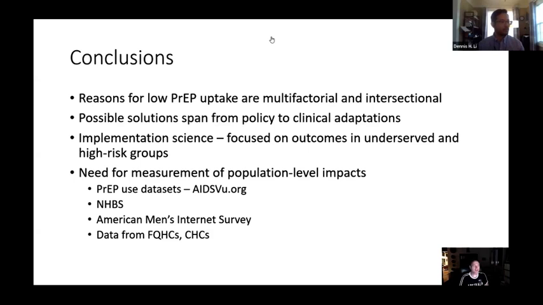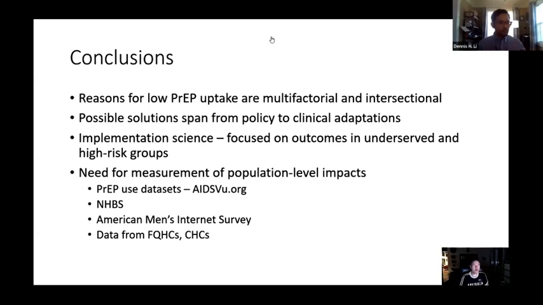Travis Sanchez curates the American Men's Internet Survey, which surveys 10,000 MSM in the US annually and tracks trends in PrEP uptake. And also thinking about data from organizations, including FQHCs and community health centers, who we think will be increasingly sources of PrEP provision through the Ending the HIV Epidemic initiative.